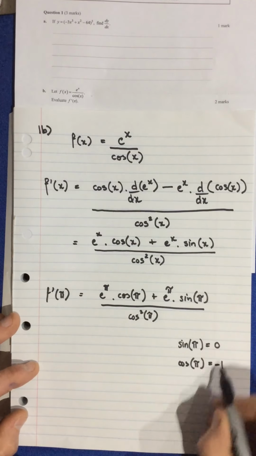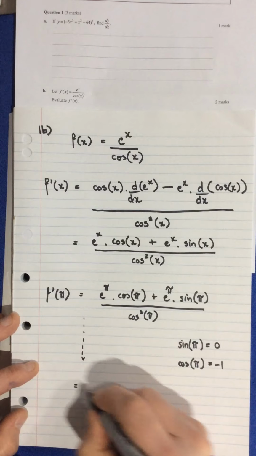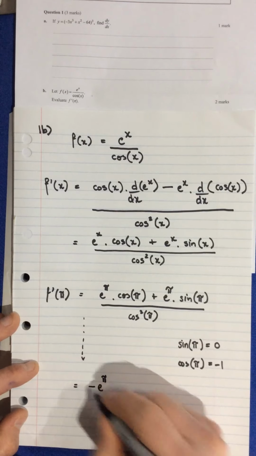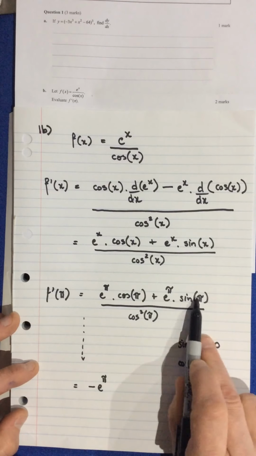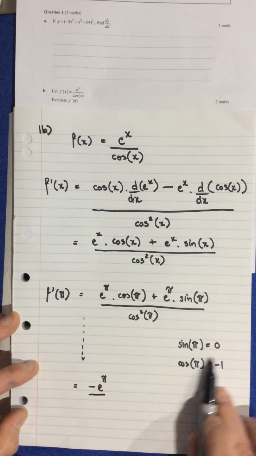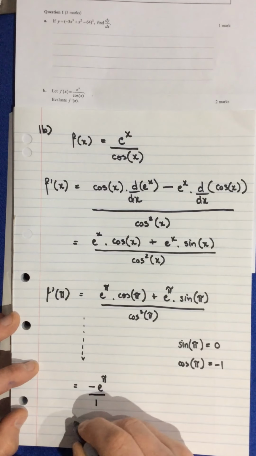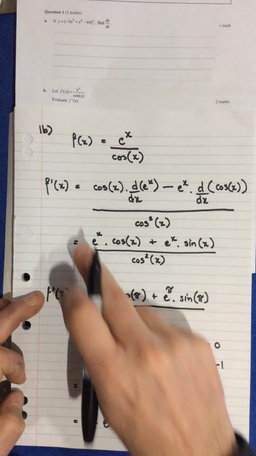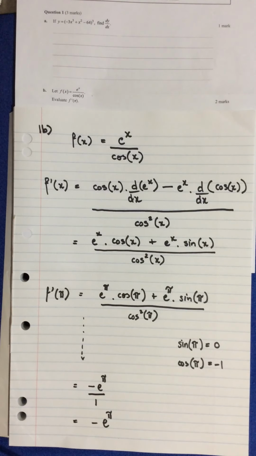And so finally, if I substitute those into here, I'm going to get e to the pi times -1. So let's just make that minus e to the pi. I'm going to get e to the pi times 0, so that whole sine term is going to disappear. And then the whole thing is going to be divided by the cos term squared, so -1 squared. So that's just going to become 1. And so basically what I'm looking for is minus e to the pi. So the value of the derivative at pi is minus e to the pi. And that's question 1.